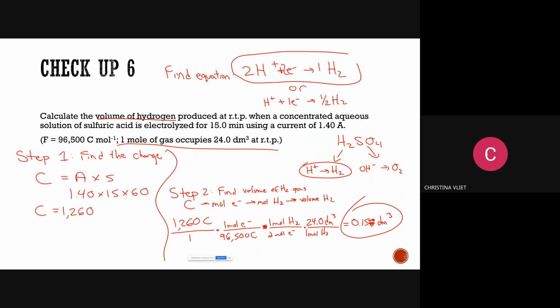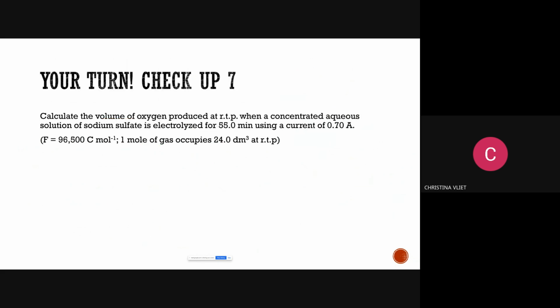All right, next slide is your turn. I'll give you 5 minutes. Calculate the volume of oxygen at RTP. And I'll check your answer when you're ready in the next 5 minutes. Let me know because I have something for you if you get it right. Something fun.